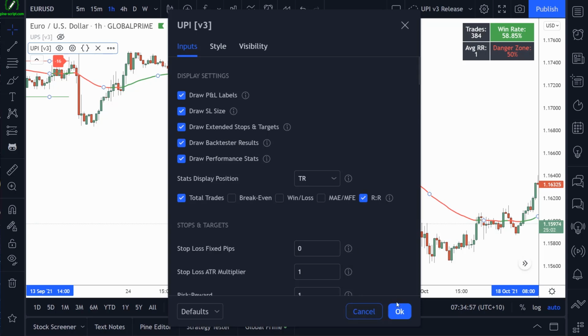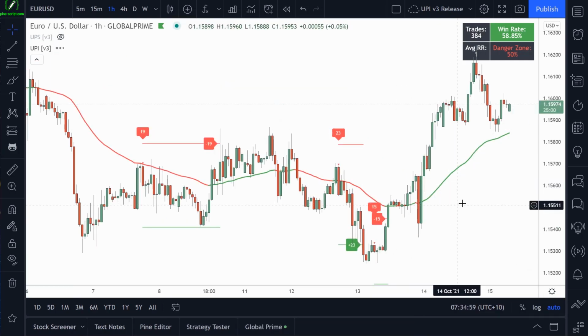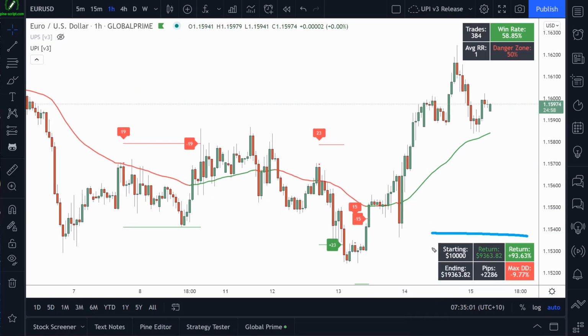Next, we have our draw backtester results. So if I turn this on, this will turn on the inbuilt backtester system. So in this indicator version of the UPI, I've built out a custom backtester system. And this system displays your starting balance, your return in dollars, your return in percentage, your max drawdown as a percentage, the pips that it returned, and the ending balance.